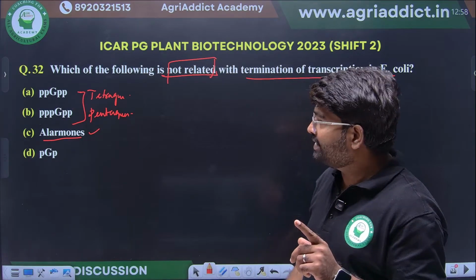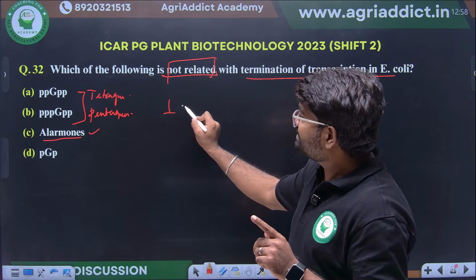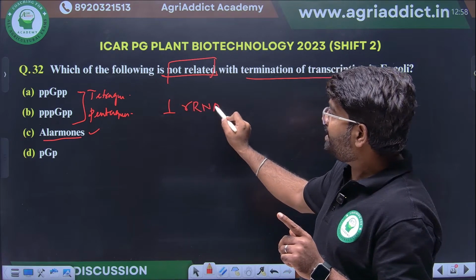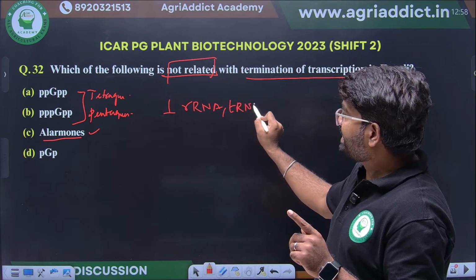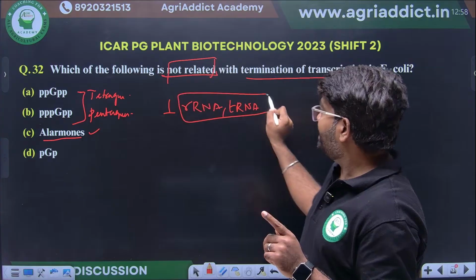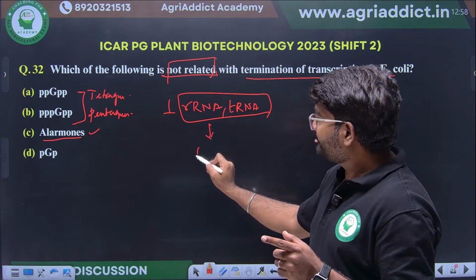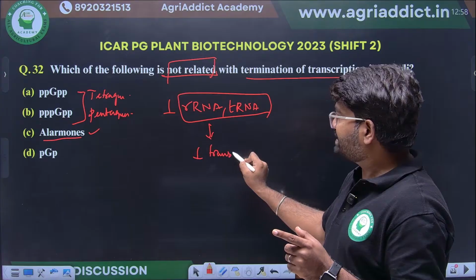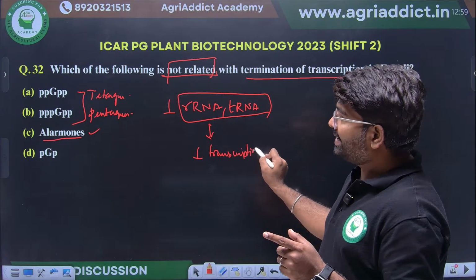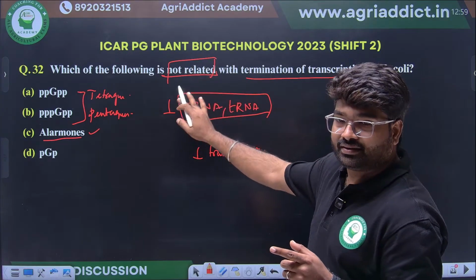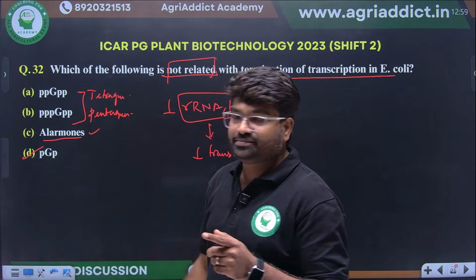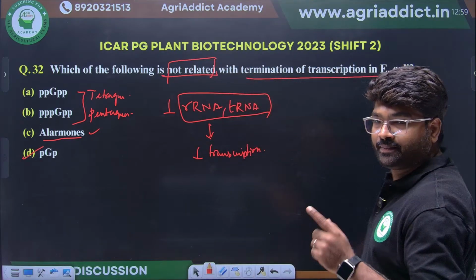What they will do is inhibit the synthesis of ribosomal RNA and tRNA. Clear? If both ribosomal RNA and tRNA synthesis are not there, it will inhibit transcription. So the right option is the one which is not related. What will be the answer? The dinucleotide guanine pGp will not come.